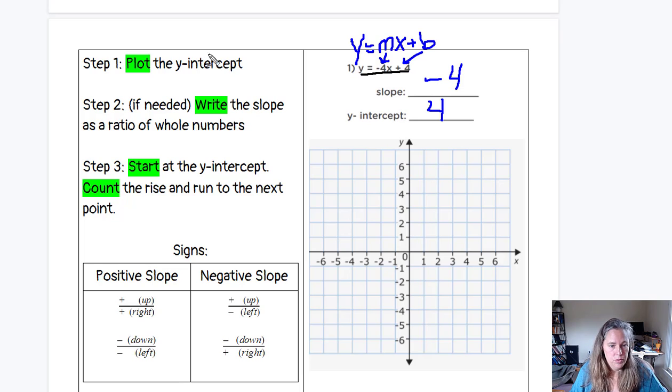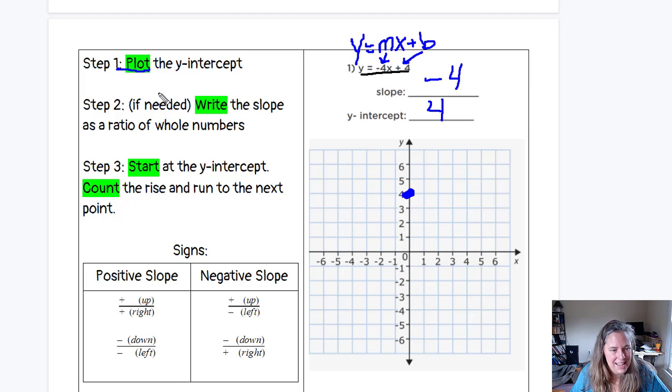Okay, so to graph this equation, the first thing I need to do is plot the y-intercept. So the y-intercept is 4, so I'm going to go to the y-axis and I'm going to plot a point at 4.